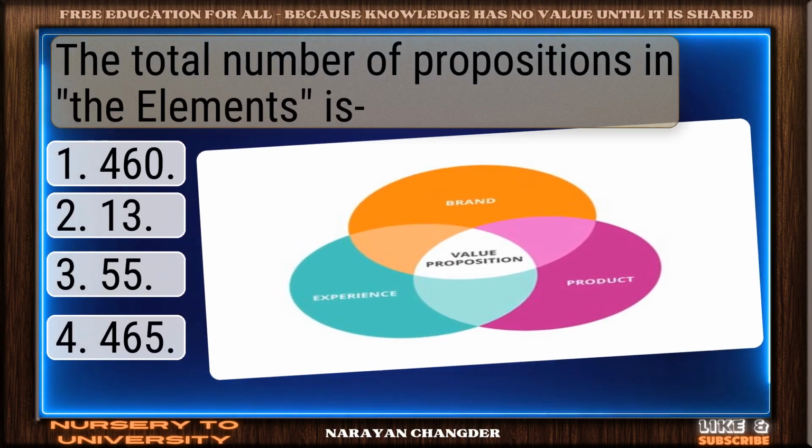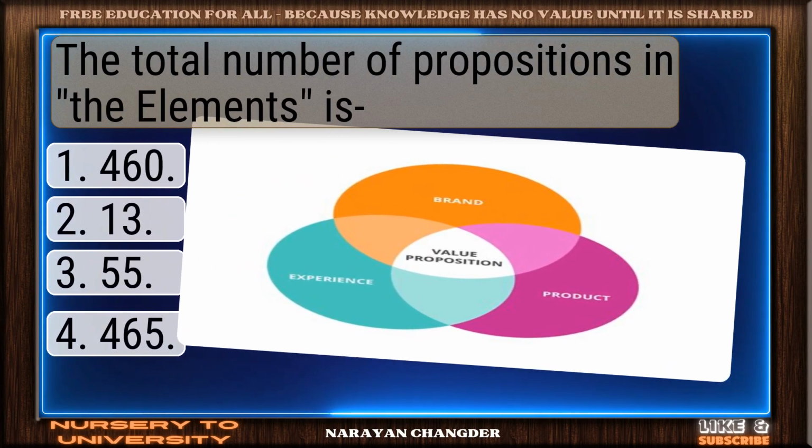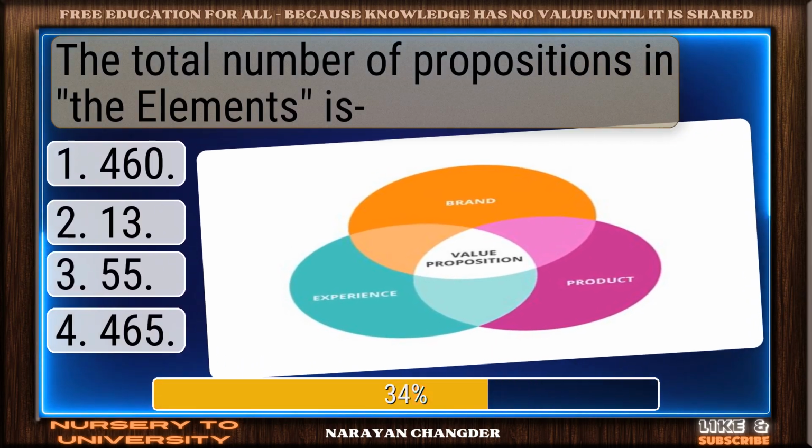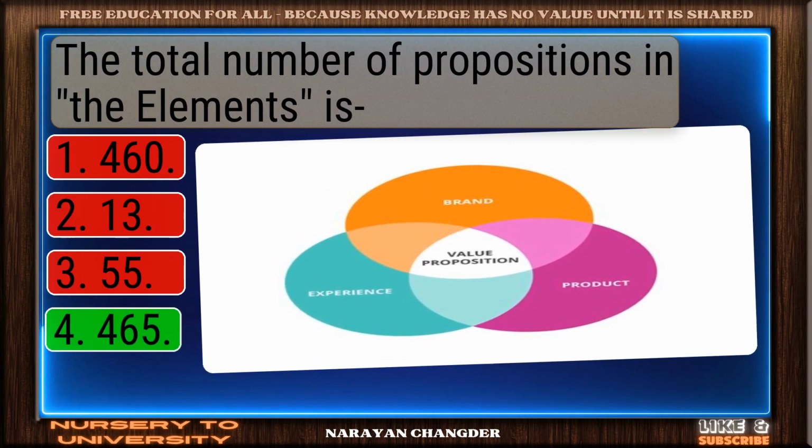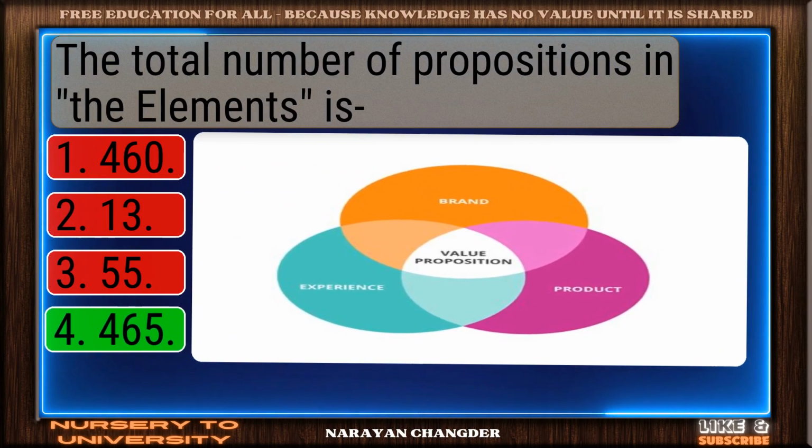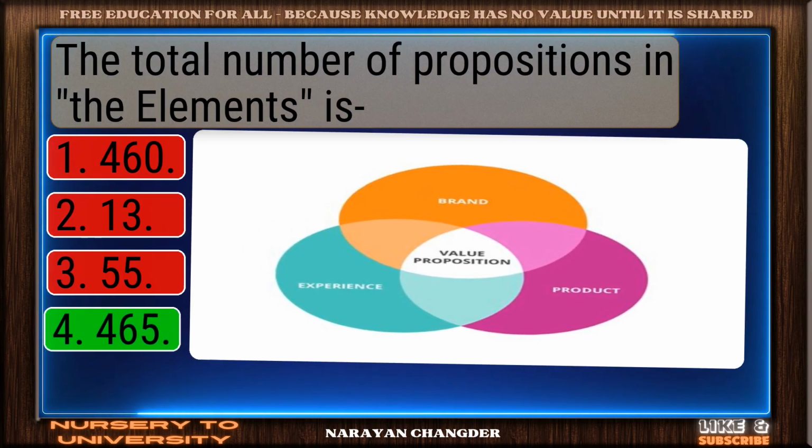Question number 31. The total number of propositions in The Elements is. Sharp thinking. 465 is the right choice.